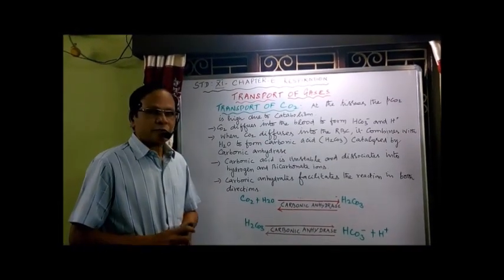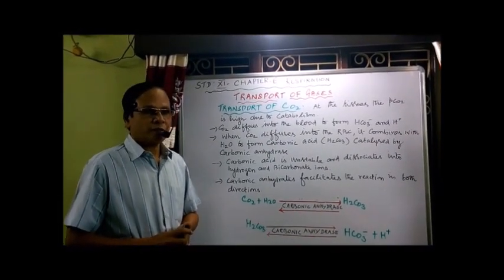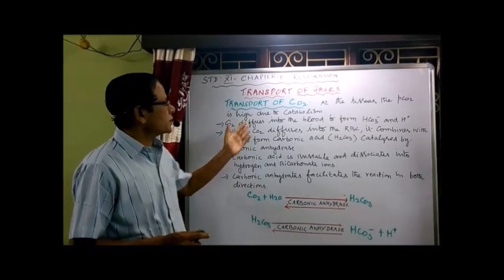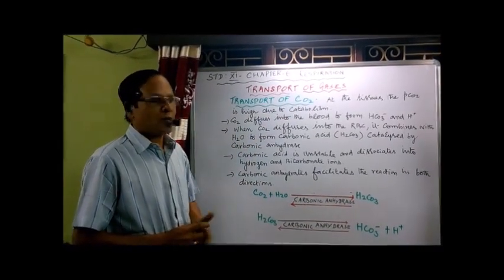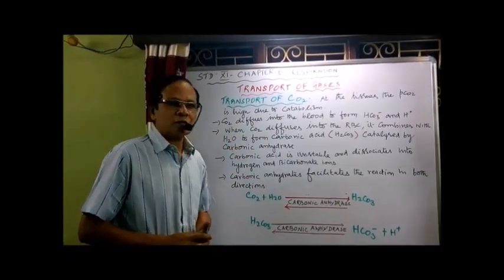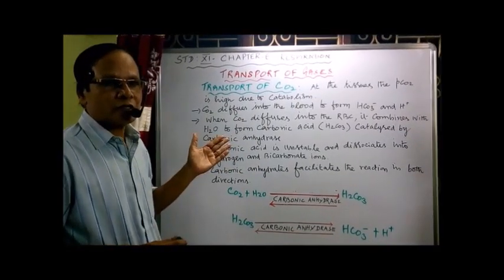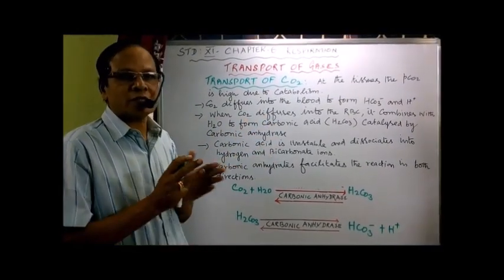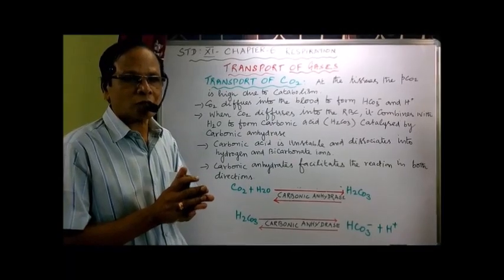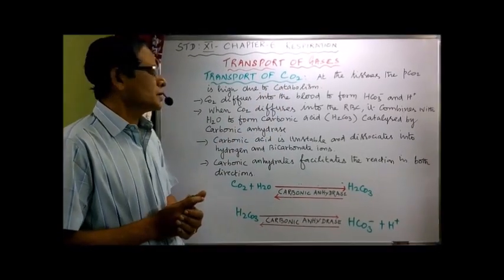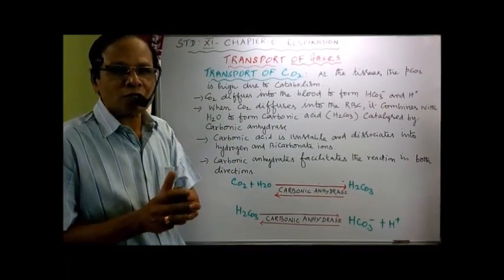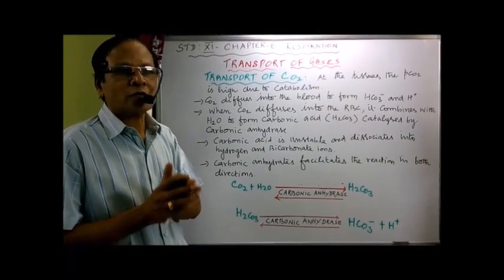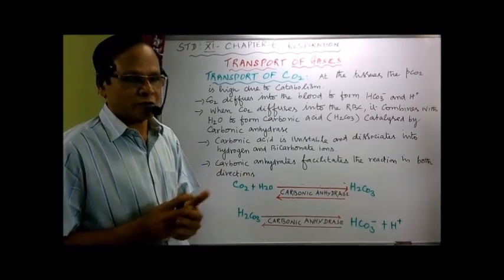Carbon dioxide is transported in 3 different ways by the blood. Now what is the mechanism of transport of carbon dioxide? At the tissues, the partial pressure of carbon dioxide is high due to catabolism. Because of the enzymatic oxidation of the food, the glucose, carbon dioxide is released. Carbon dioxide diffuses into the blood to form bicarbonate ions and hydrogen ions.